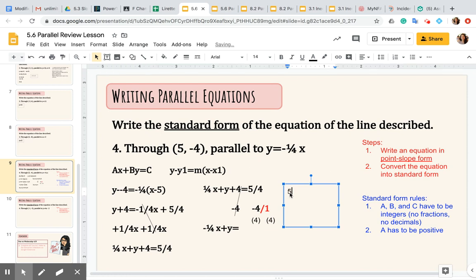Okay? So I now have 5/4. That hasn't changed. And instead of subtracting 4 over 1, I'm going to multiply and get my new numerator. That's going to be a negative 16. 4 times 4 gives me 16. And my denominator, 4 times 1, gives me 4. Now I can subtract these numerators and get, well, 5 minus 16 is going to give me a negative 9 over 4.